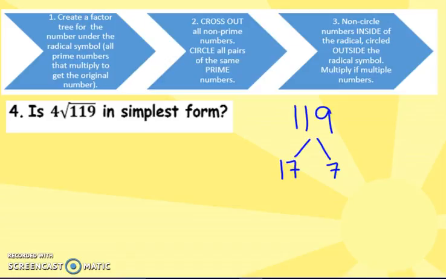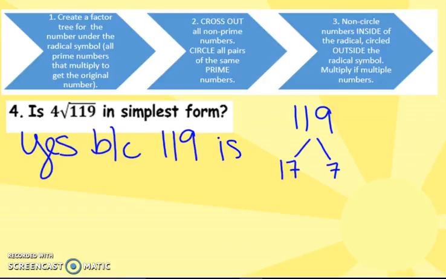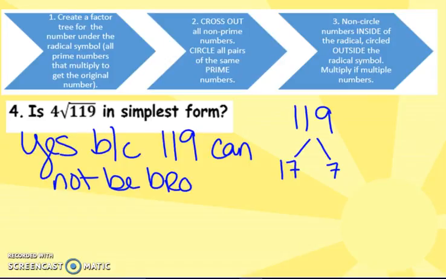So now we're going to cross out all numbers that are not prime. Well, there were no prime numbers to cross out. We can't circle any pairs because none of the numbers are the same. Because we cannot circle any pairs, that tells me 119 is already in simplest form. So is this answer in simplest form? Yes, because 119 cannot be broken down.